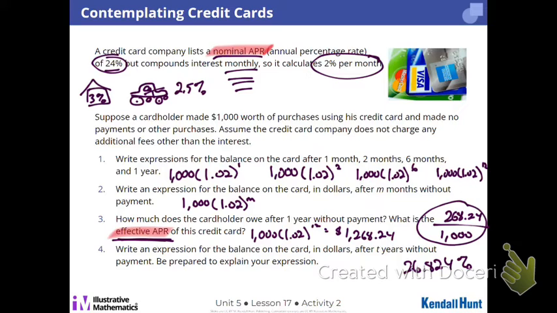My personal favorite, I know I saw 2 of them out there. My personal favorite is this: 1,000 times 1.02 to the t. That's my personal favorite, but this other one is really cool. The other one I saw is 1,000 times 1.02 to the 12 to the t. Now, if you wrote this second one, here's what I want you to do right now. I want you to put in your calculator 1.02 to the 12th and see what you get. Put it in your calculator.